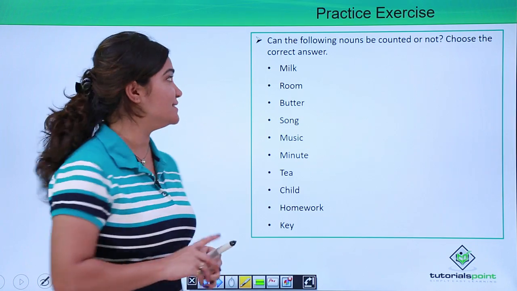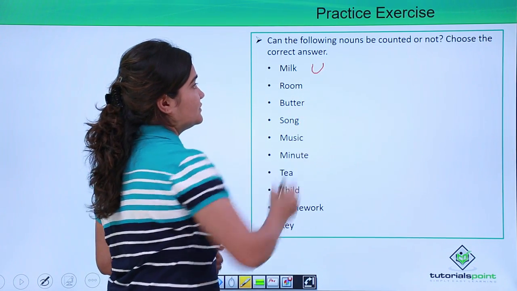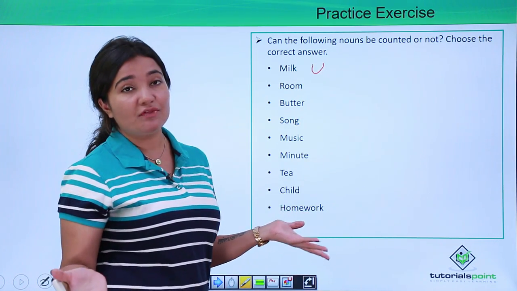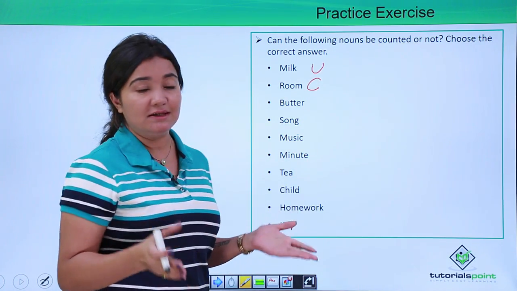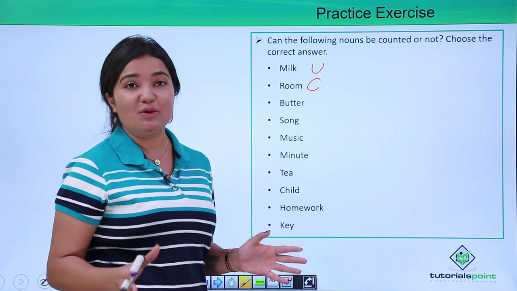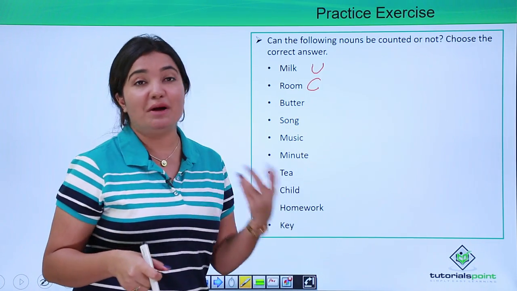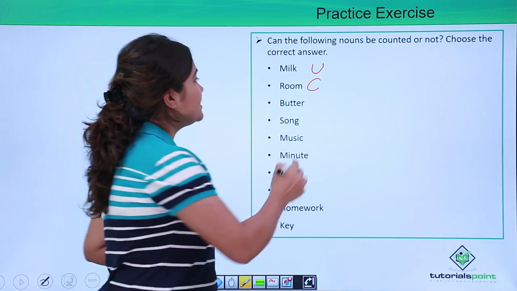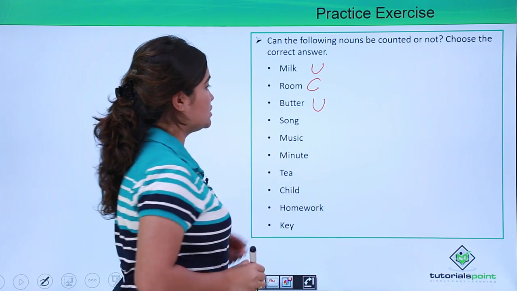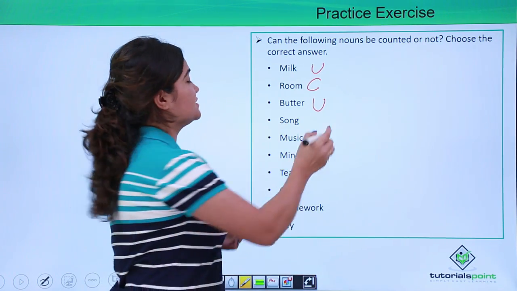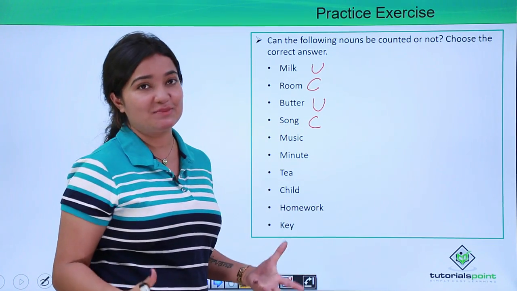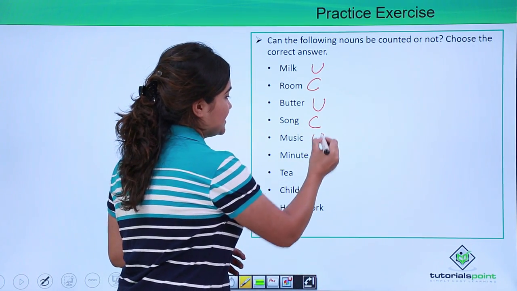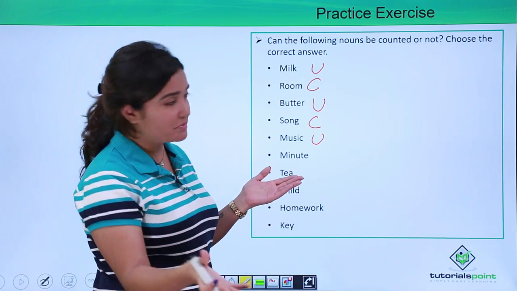So milk is uncountable. Room, of course you can count the number of rooms. So it is countable. Butter, absolutely right. You cannot count butter. You don't call it like butters or something, right? So butter is uncountable. Song, of course, it is countable. But music is not countable, mind you. So music is uncountable.